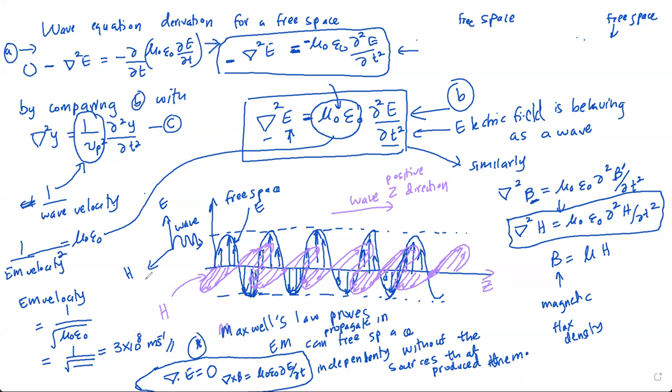So that is basically what we can find using these two equations, the classical physics equation and the electric field based wave equation. That is the basic derivation of the wave equation.